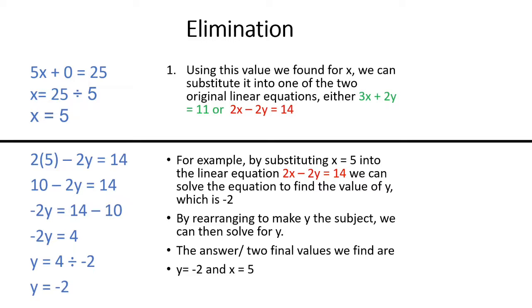Using this value, which is 5, that we found for x, we can substitute it into one of the original linear equations, either 3x plus 2y equals 11 or 2x minus 2y equals 14. For example, by substituting x equals 5 into the original equation, 2x minus 2y equals 14, we can find the value of y, which is negative 2. By rearranging to make y the subject, we can solve for y. The two final values we find are y equals negative 2 and x equals 5.